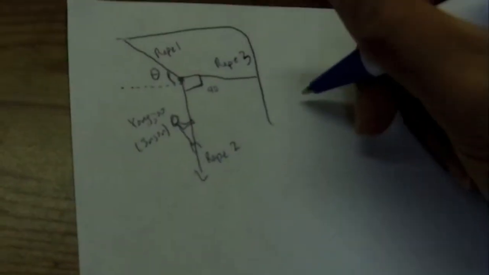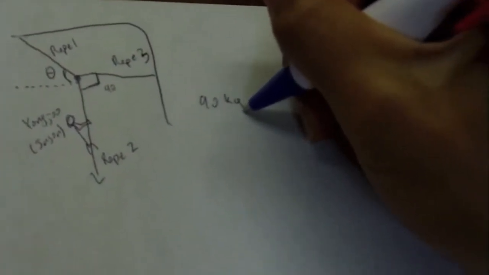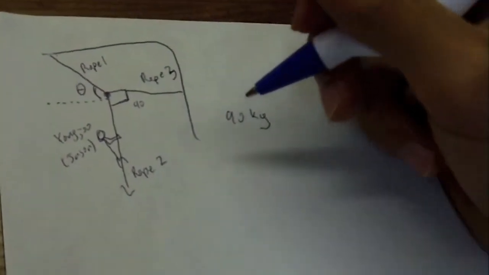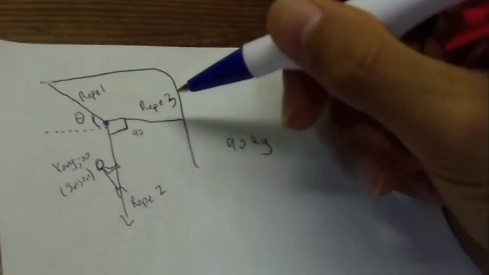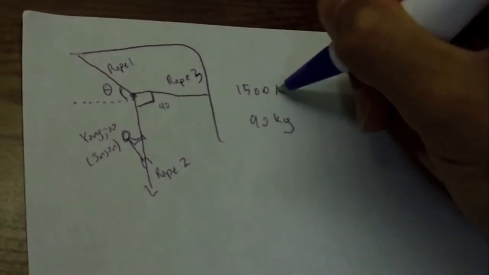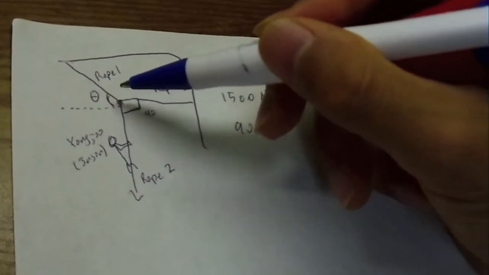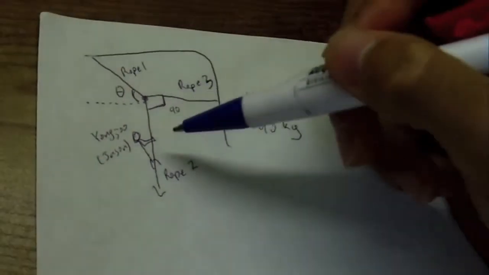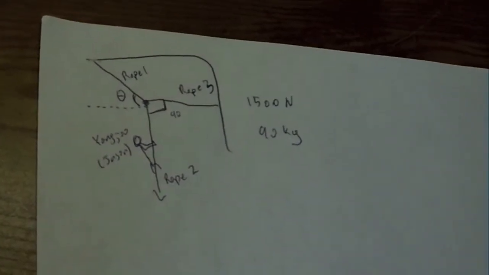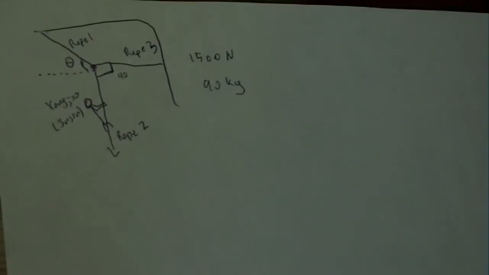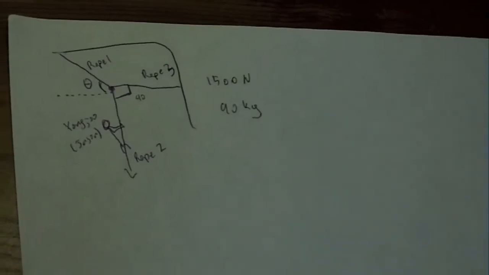Okay, I am 90 kilograms, I think. No, I'm not, but just saying I'm 90 kilograms. And the rope can hold 1500 newtons in total. And then we're gonna find the minimum angle this can be in order to hold you together, like put you at rest and not break. Okay, so given this information, we're gonna draw a free body diagram.